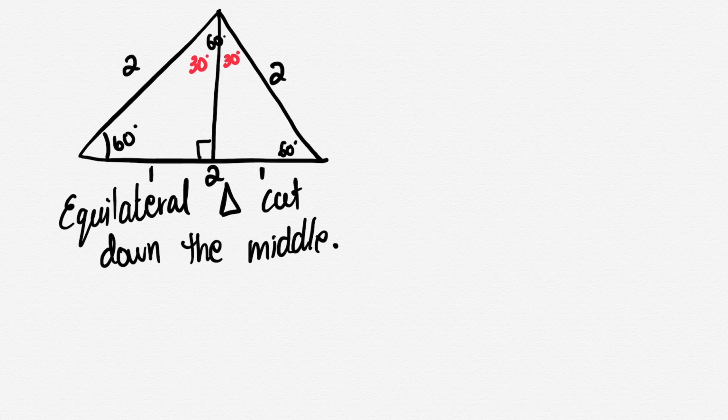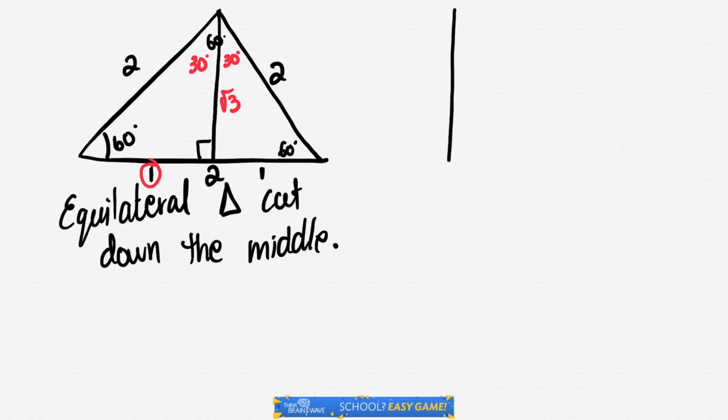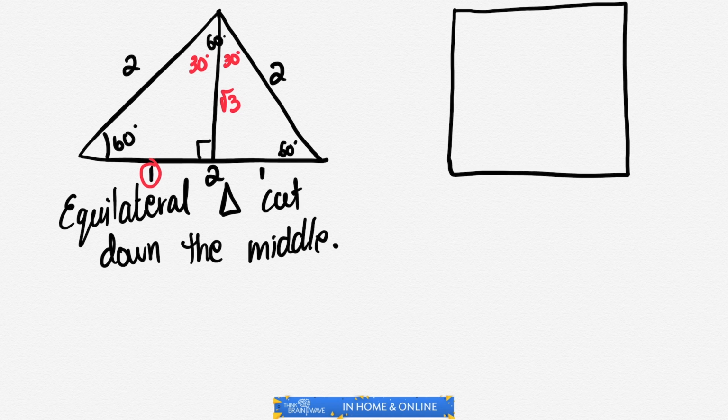And if we count 1, 2, 3, we then can write a square root of 3 for the upright. There's obviously a mathematical way to calculate this by Pythagoras. But if you can just remember 1, 2, 3 and just put that square root sign, you'll be good. Now let's draw a square.